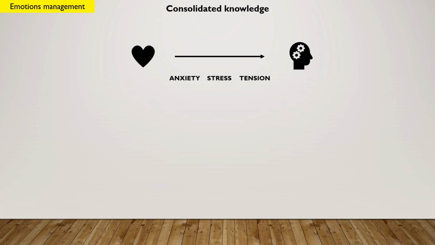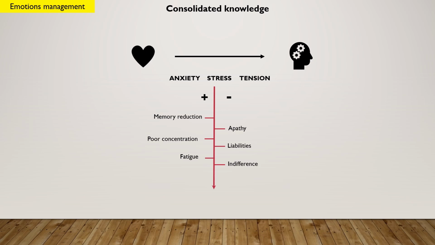It is now well known how anxiety, stress, and tension affect learning processes both when they manifest themselves in excess and when they do so in the opposite direction. We know that high levels of anxiety lead to a reduction in the ability to remember, to lower levels of concentration, to an increase in the sense of fatigue, just as too low levels of emotional involvement lead to apathy, passivity, and indifference.